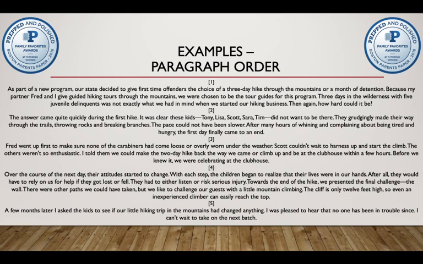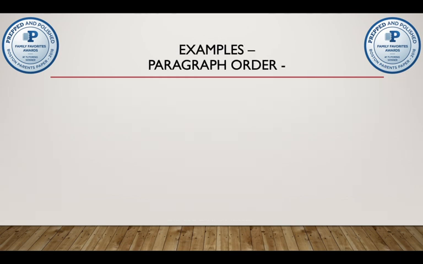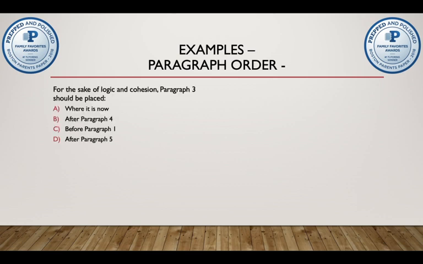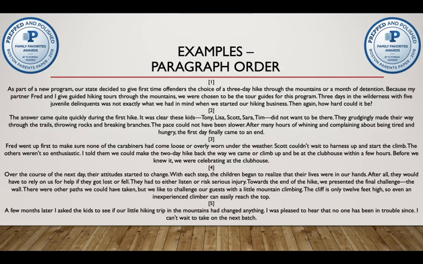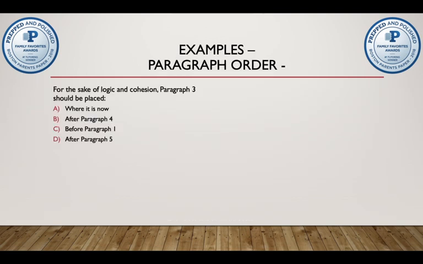So by reading all this, guys, and I apologize for the length of it, something is off. Something doesn't quite fit. So, for the sake of logic and cohesion, paragraph three should be placed. Now, I'm going to flip back here. Paragraph three is the one where Fred went up first. Now, if I'm trying to figure out where it should be placed, where it is now, after paragraph four, before paragraph one, or after paragraph five, I sometimes like to do a little bit of a recap on the paragraphs. Now, paragraph three is all about Fred, Scott, Sarah, and Tim attempt the wall and what they're doing.